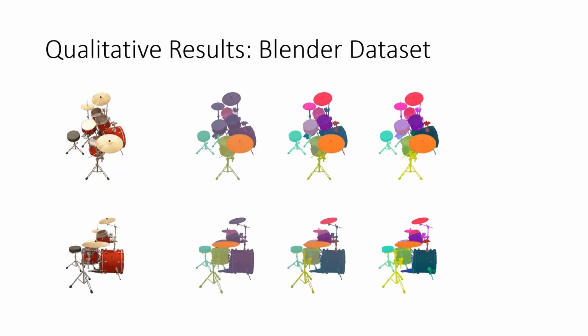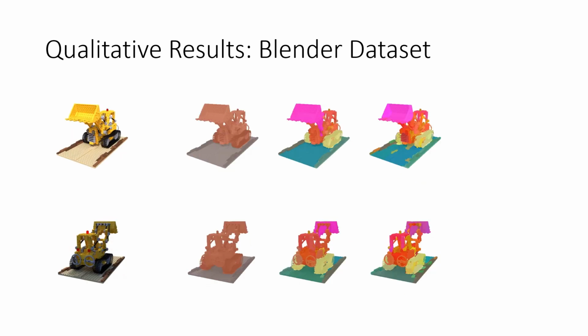These are the qualitative results on the Blender dataset. You can see that our model can segment the scene at different levels of granularity and generate these view-consistent hierarchical results. Similarly, our method can segment the Lego scene hierarchically. You can see that our method can even segment out some small Lego bricks in the scene at the finest granularity level.